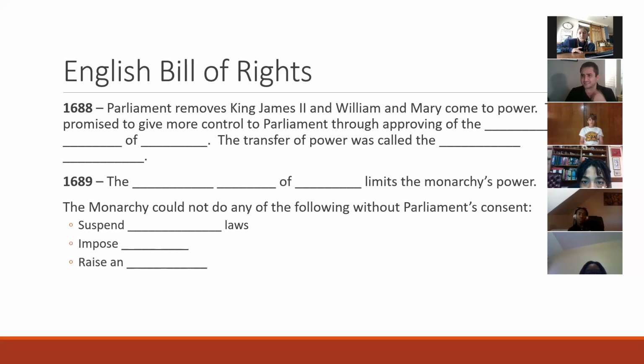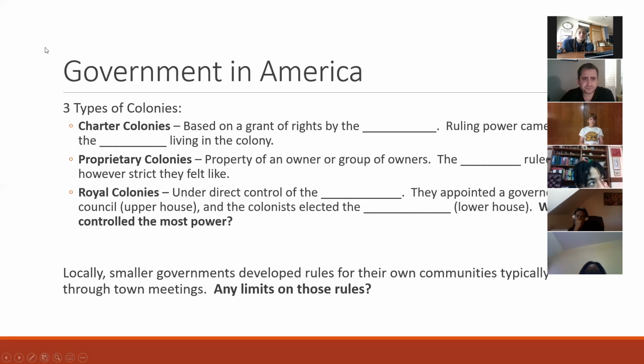Yeah. Well, that's kind of the feeling that starts to expand in the colonies from this limitation right here. And then the final one is the monarchy cannot raise an army without Parliament's consent. Okay. So that's where the colonists were coming from. That's what they were used to. They come over to the New World and they start governing themselves.